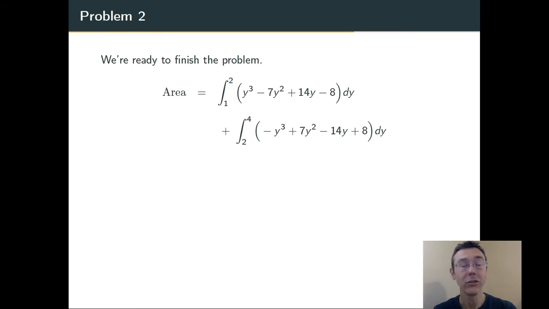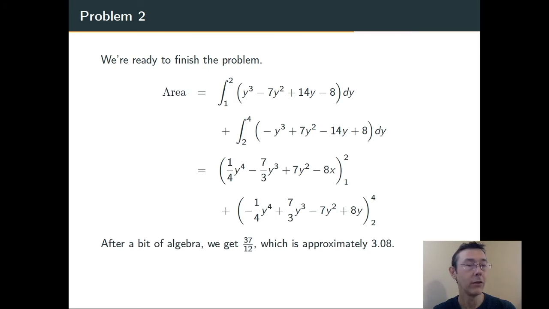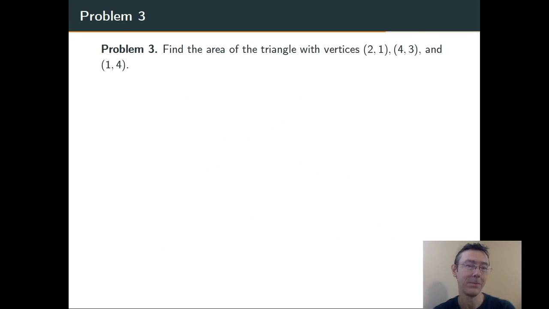So let's actually do it. In each term, we raise the power by 1, divide by the new power. Then we're going to plug in from 1 to 2 and from 2 to 4. Do a little bit of arithmetic. Overall, we get 37/12, approximately 3.08.